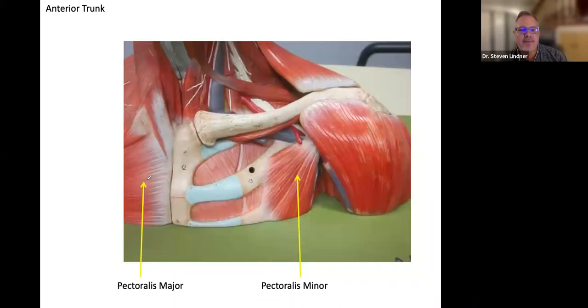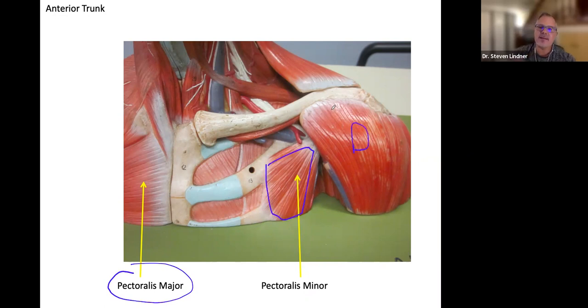Now on the left here, or this person's right side, or our reading left, we can see Pec Major. But if we dissect that away, here we have Pec Minor. And we'd see the insertion a whole lot better if we took the deltoids away. If we dissected that and pulled it away, we'd be able to see the coracoid process so much better right there. That would be the coracoid process of the scapula.